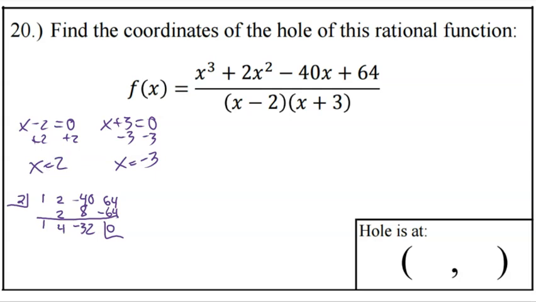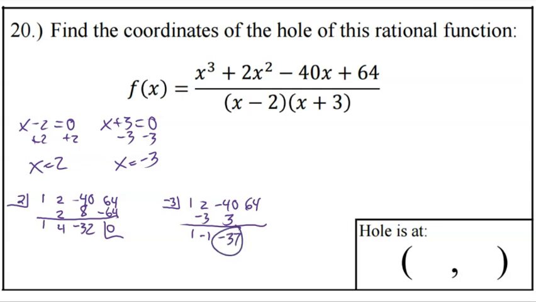Now, just to make sure, let's make sure that there's not a hole at negative 3 also. So let's do synthetic division on negative 3. So we'll do 1 and 2 and negative 40 and 64. Bring down the 1, times negative 3 is negative 3, plus 2 is negative 1. Bring that down. Negative 1 times negative 3 is 3. Plus negative 40 is negative 37.